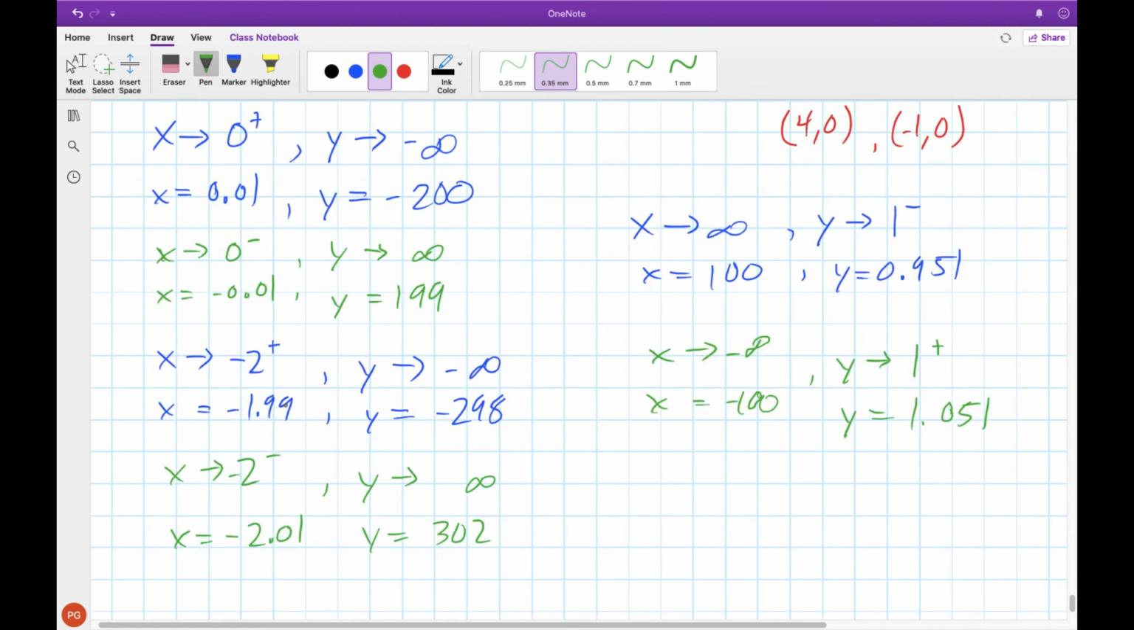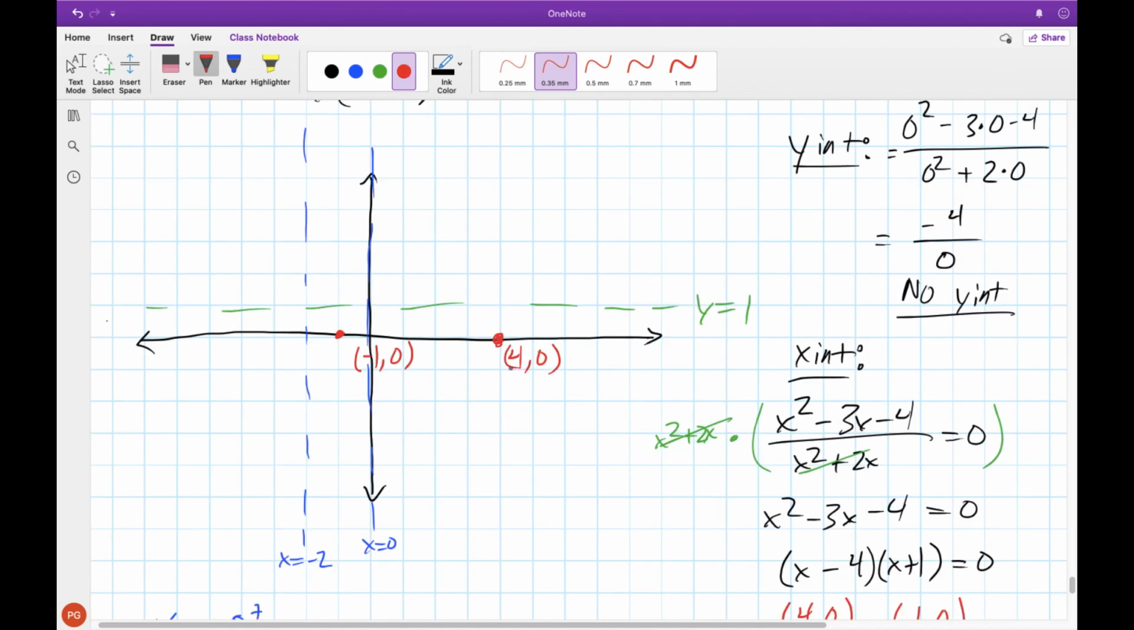We can do a similar thing for our other asymptote here and find out where it goes off to positive and negative infinity. We can also do this for our horizontal asymptotes, so where x goes off to positive or negative infinity. And we can see that y is either slightly above our asymptote at 1 or slightly below it.